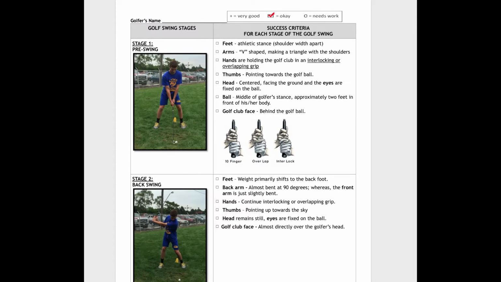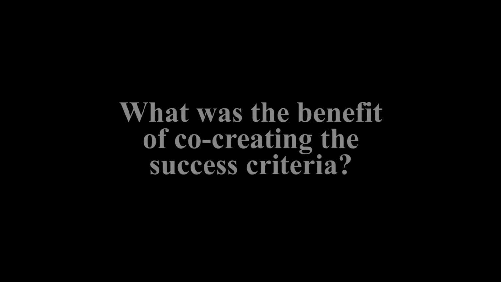So the next time I taught golf, my students had an opportunity to practice the golf swing using the success criteria that they created. And my students were able to bring in their cell phone with them, and they were actually able to peer assess each other and give each other prescriptive feedback on their golf swing. And then at the end of the period, my students set goals for themselves on areas of improvement for the next time we did golf.